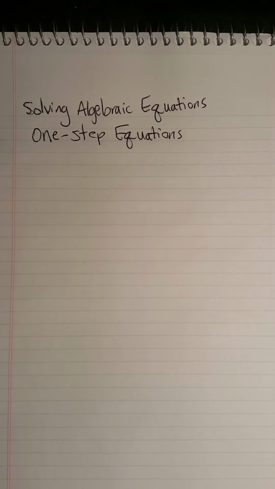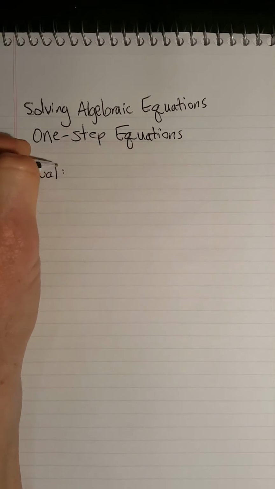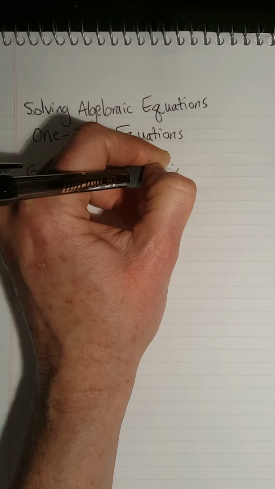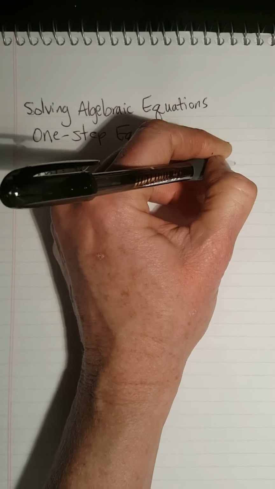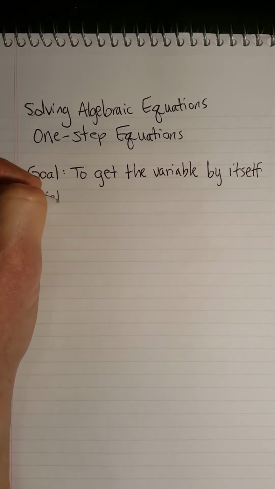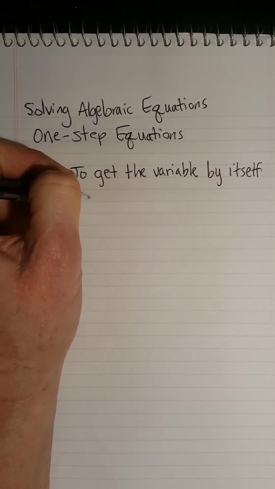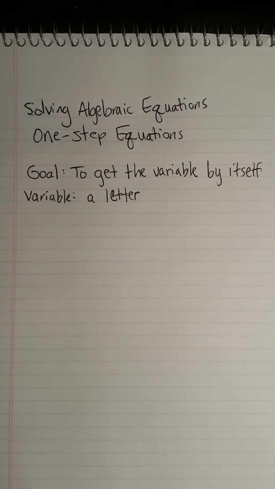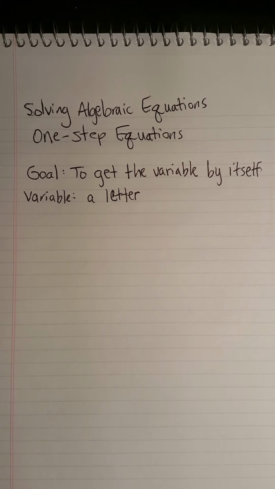Okay, so the most important thing to know about solving a one-step equation is that the goal is to get the variable by itself. When we actually work through some problems, that'll make more sense. But a variable, in case you're not sure or can't remember, is just a letter used in algebra. It's typically X, Y, or Z, but sometimes they throw in A, B, M, F, K. It can be pretty much any letter.